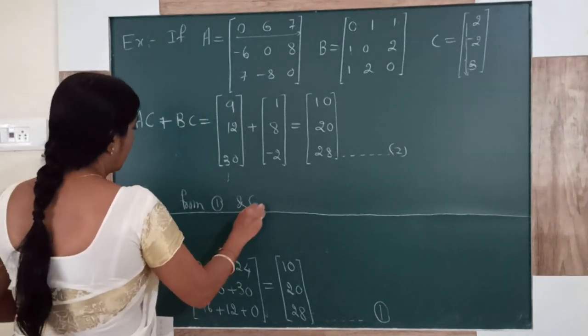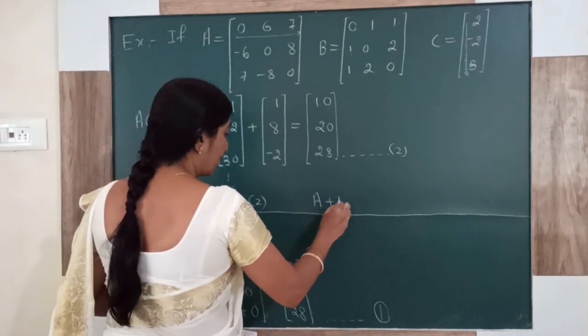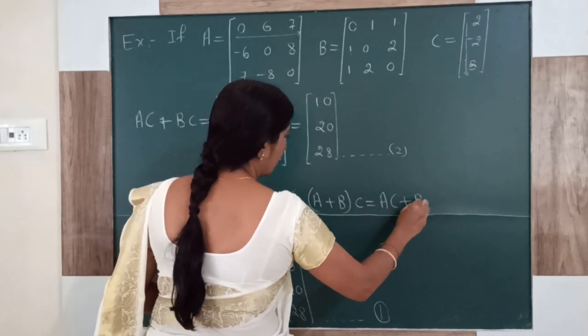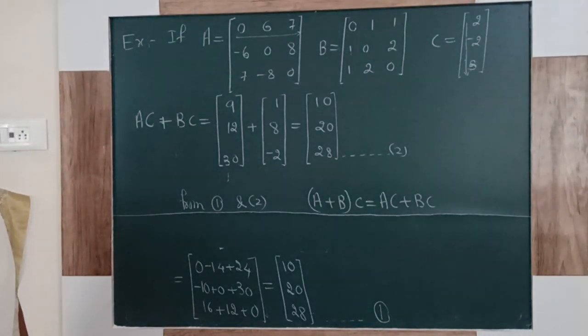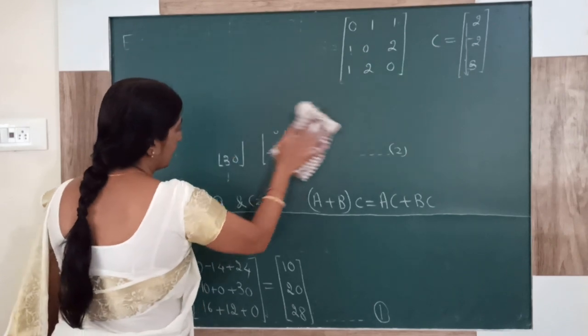From 1 and 2 we got A plus B into C is equal to AC plus BC. See, is it correct or what? And you got the answer or what? Next, so I think you are following it. The next example.